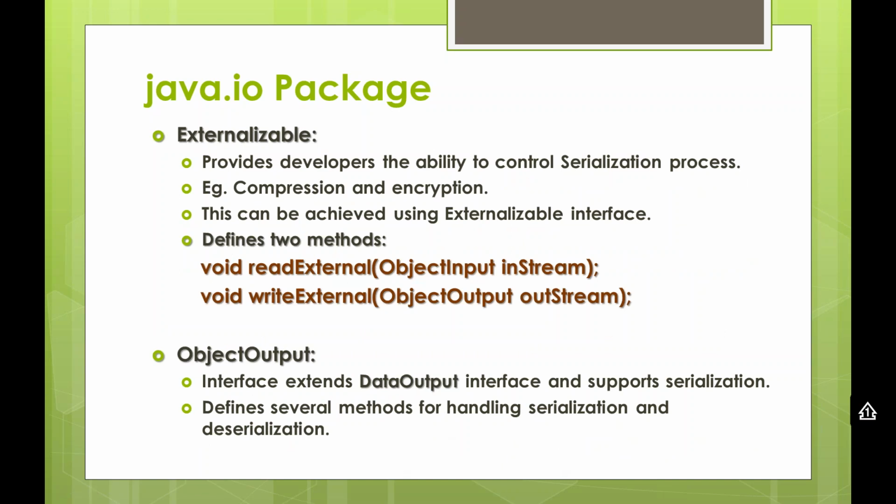When you implement a serializable interface on any object, I'll show you an example of how you can implement it. So if you implement a serializable interface, everything is taken care of for you. In the sense that there are two objects, object output and object input, which we will discuss in a few minutes. Serialization and deserialization is taken care of by Java on your behalf. You just have to call the respective methods for serializing and deserializing.